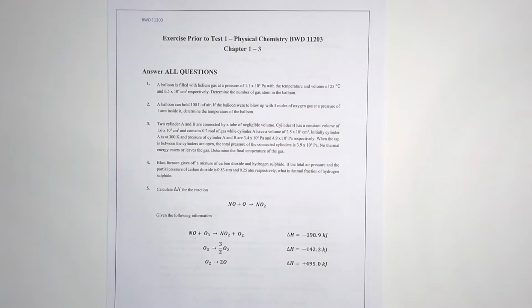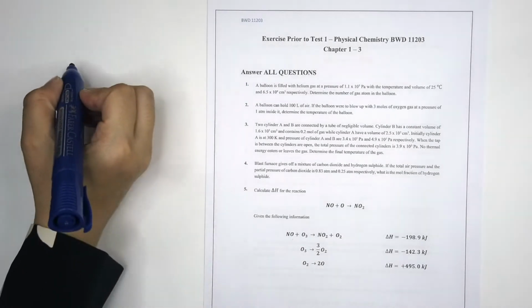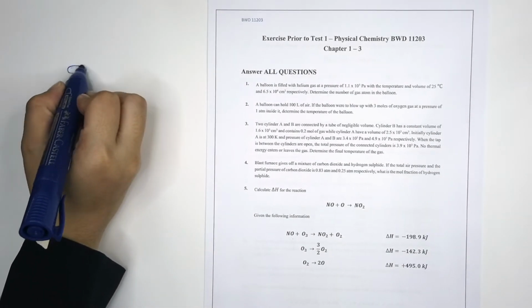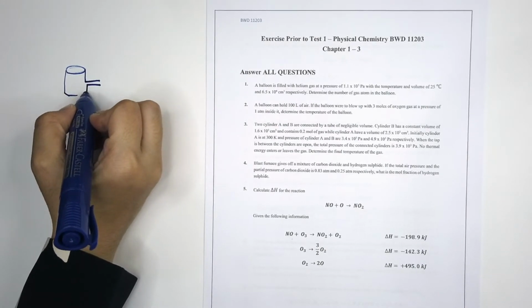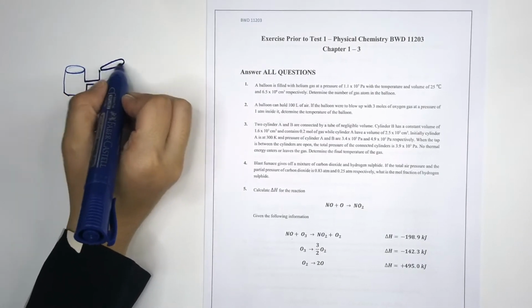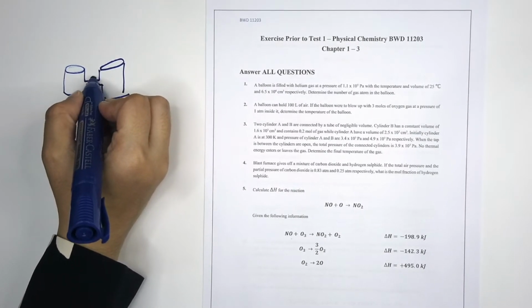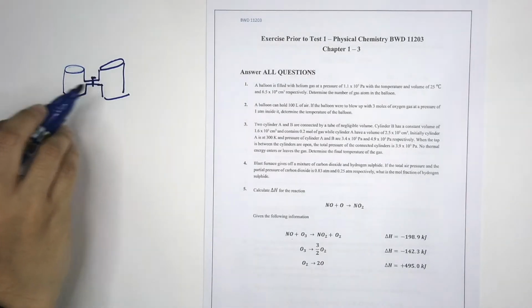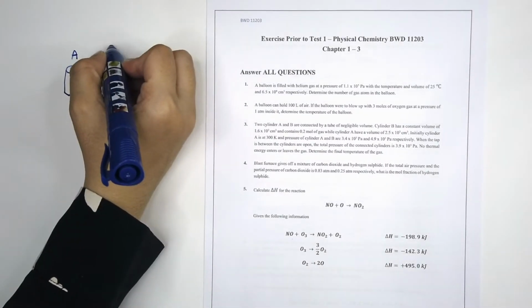Right, for this question, you need to be able to imagine how it actually looks like. So I'm just going to illustrate for you. You have two different cylinders, cylinder A connected to cylinder B. Here you should have a pipe to connect them together. I will label this one A and this one B.